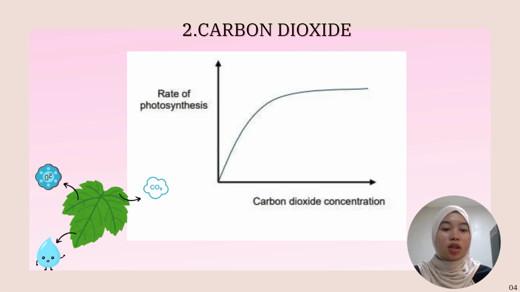The second factor is carbon dioxide concentration. I use the 2 in CO2 to remind me the graph increases and levels off too. But this time, the limiting factor that plateaus the graph is either light intensity or temperature.